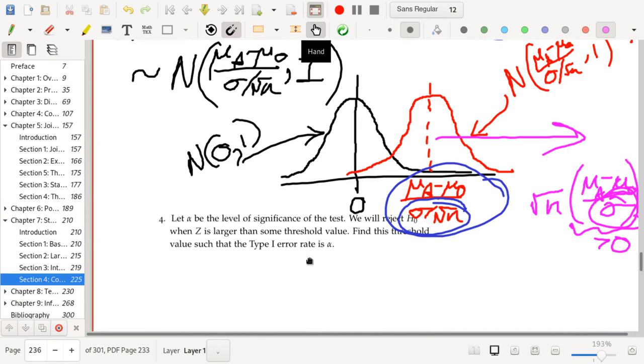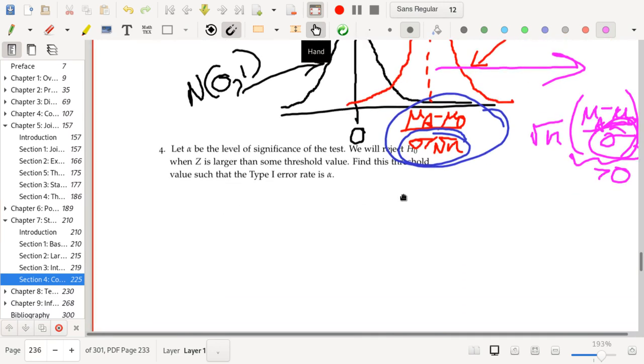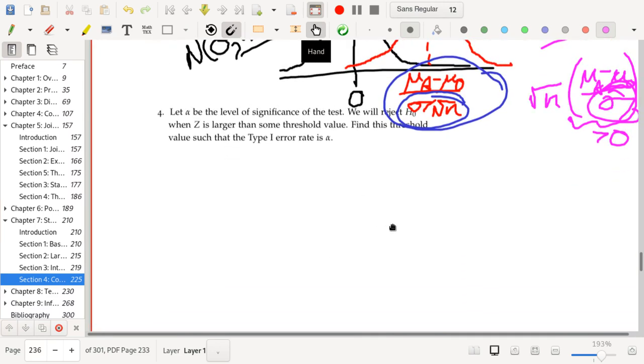And since the alternative hypothesis says that the actual mean is larger than what you think, that should be evidence in favor of the alternative and against the null. So we're going to reject the null hypothesis when z is larger than some threshold value. Find this threshold value such that the type 1 error rate is alpha. Okay, well, what's that going to be?